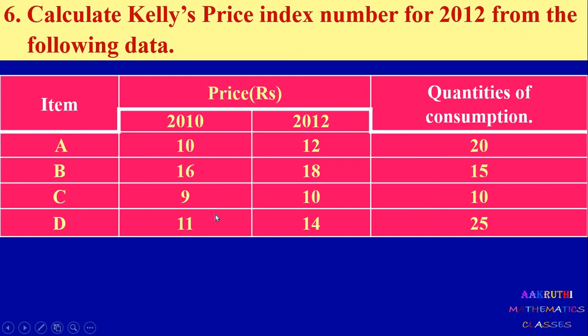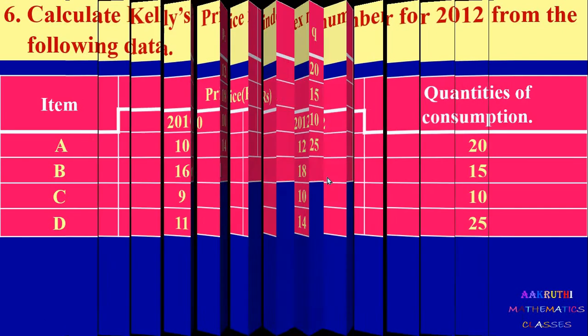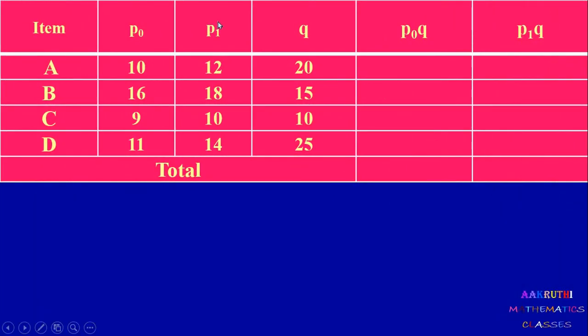Next problem, calculate Kelly's price index number for 2012 from the following data. Now here 2010 is base year and 2012 is current year. And here quantities are given. In Kelly's price index number, we use Q as quantity. We have to write the table like this. It is base year price and current year price and Q is quantity. So you have to calculate P0Q and P1Q.